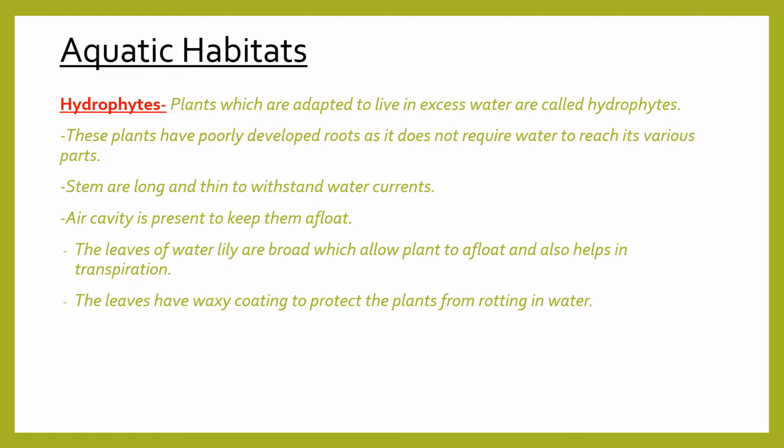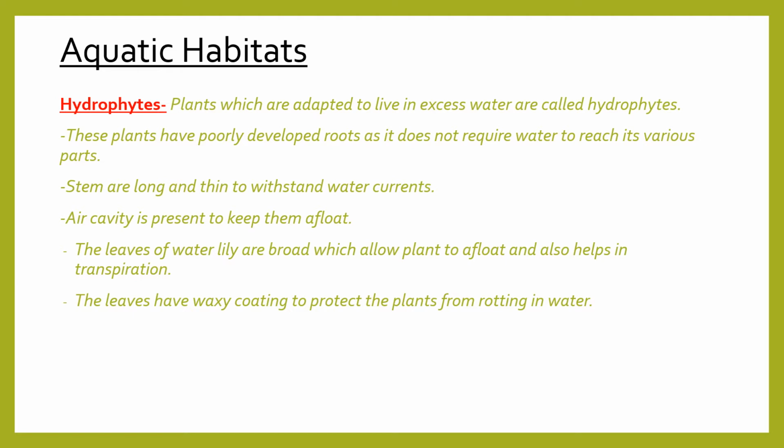Second, stems are long and thin to withstand water current. Since they are living inside the water, water current is there. So they have long and thin stems so that they can withstand the water current. Next, air cavity is present to keep them afloat. An air cavity is present so that the plant can remain floating.